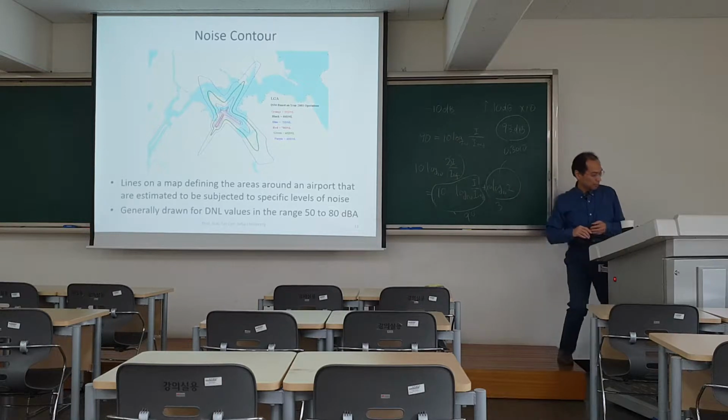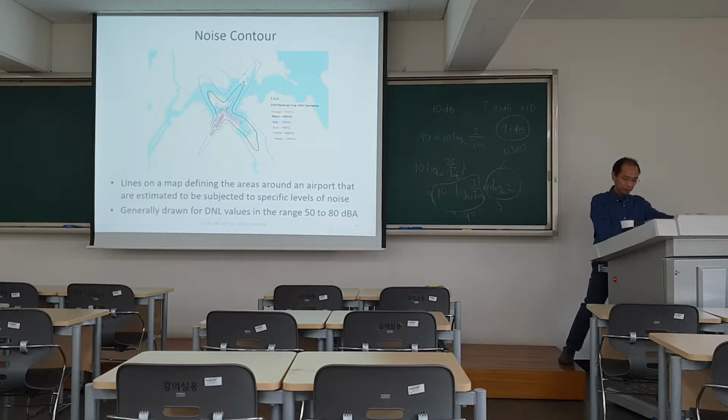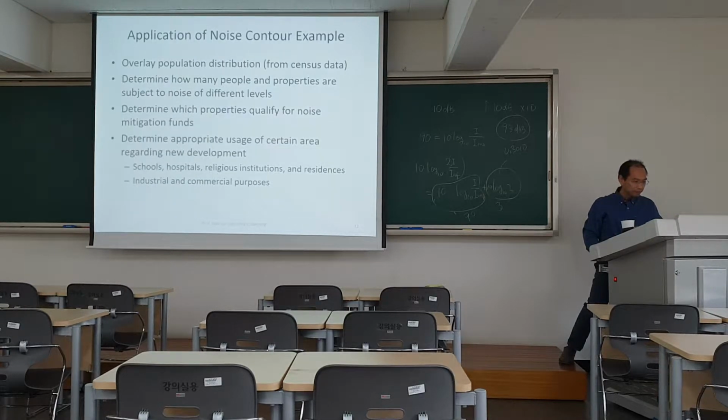Contours are lines on a map defining the area around the airport that are estimated to be subjected to a specific level of noise. Generally, it's drawn between 50 to 80 dBA. So this kind of map can be very useful.